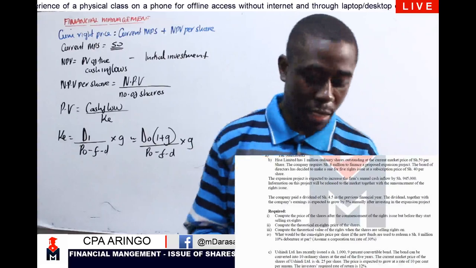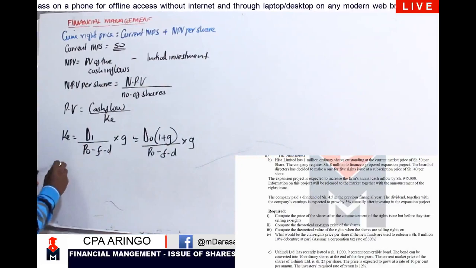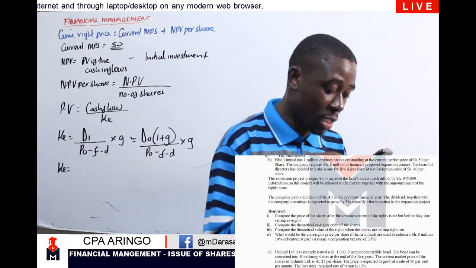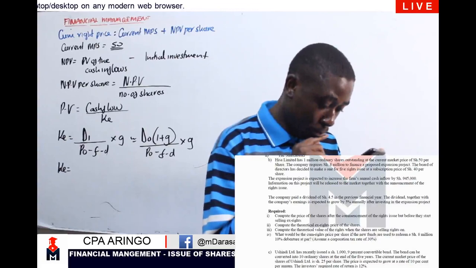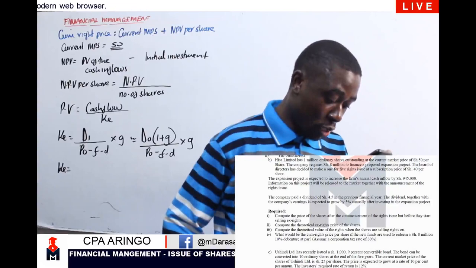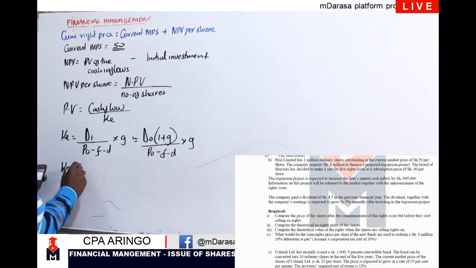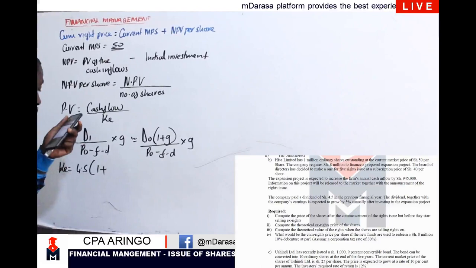So for cost of equity here, we should be having our D1. And our D1 in this context is the dividend that we just paid. I'm told that we paid a dividend of how much? Look at the second last paragraph. The expansion project is expected, and the last note says the company paid a dividend of 4.5 in the previous year. So this is 4.5 previous year times (1 plus growth rate). In this case, we are told that the company expects a growth rate of 5%, 0.05.